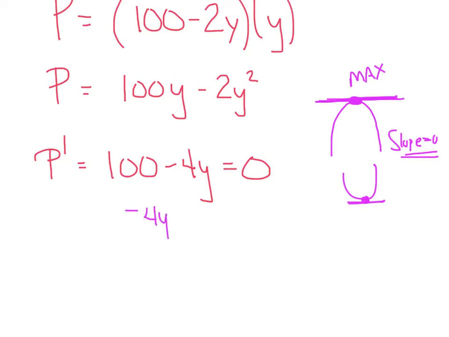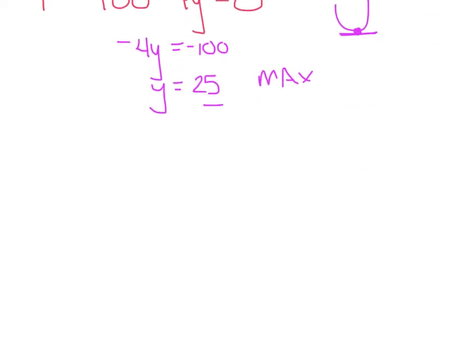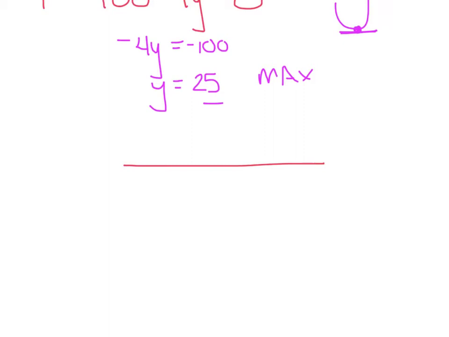So I've got negative 4y equals negative 100. Obviously, y equals 25. Now, you're not done there because our goal was to show that we actually have a max. Just because you get a number doesn't actually mean you're a max. So we will make a quick sign chart. We'll put our 25 on there. We'll label that p prime and p.